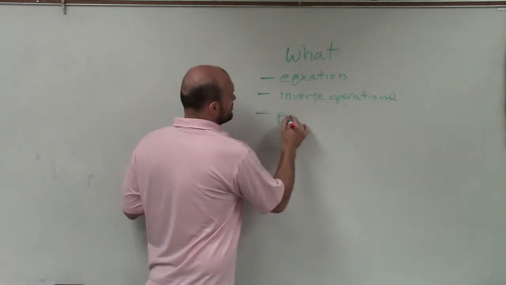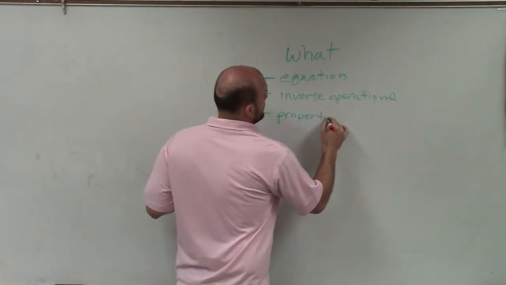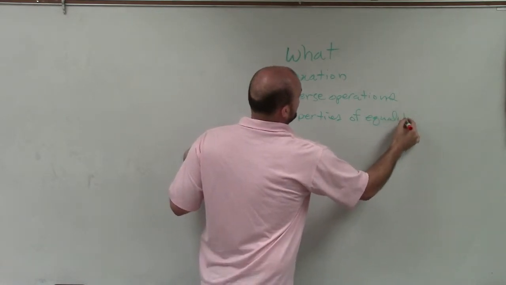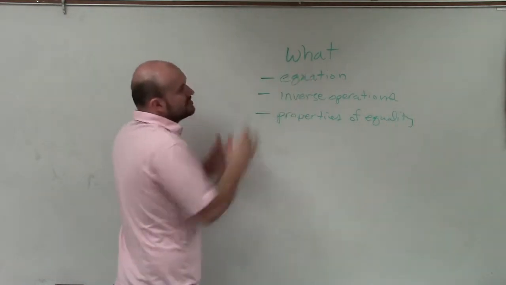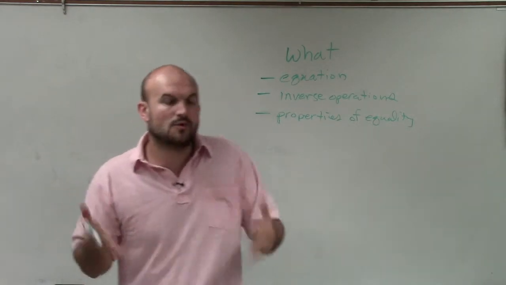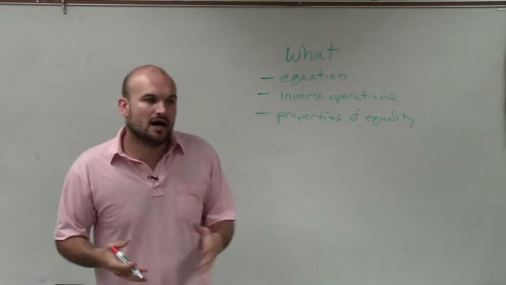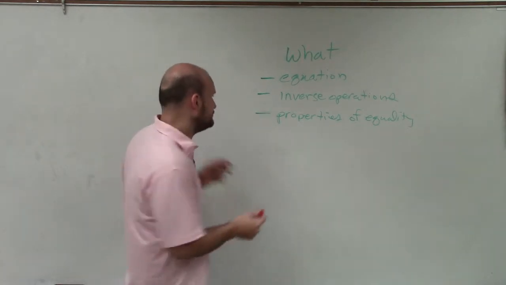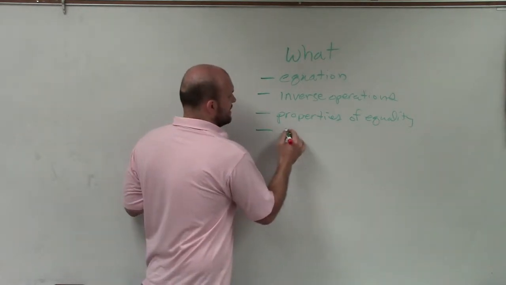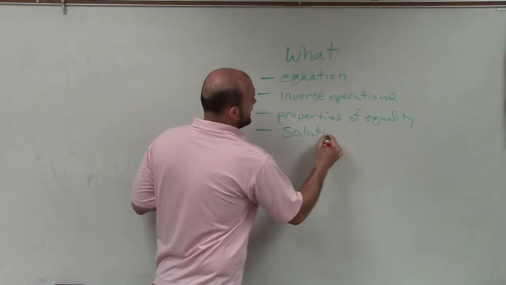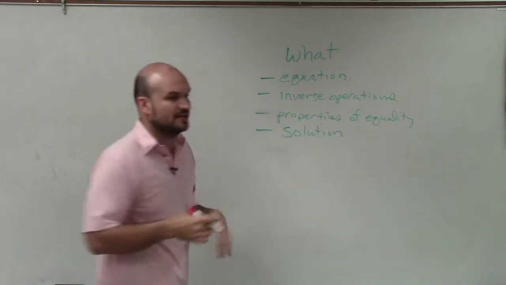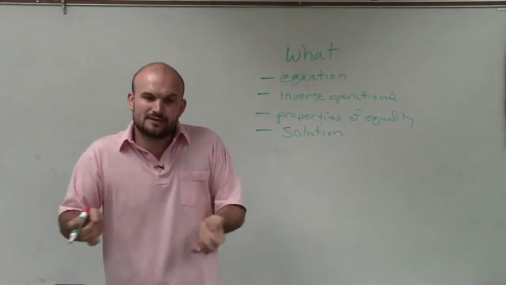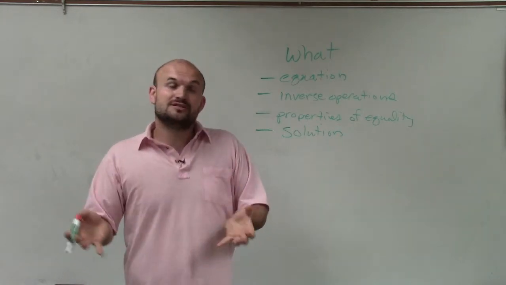The next thing is the properties of equality. That also goes back to understanding what exactly an equation is. When we apply inverse operations, you need to know why we have to use the properties of equality. The last thing I would say is understanding what a solution is in an equation. When we solve something, what is that solution going to represent, and how are we going to need it.